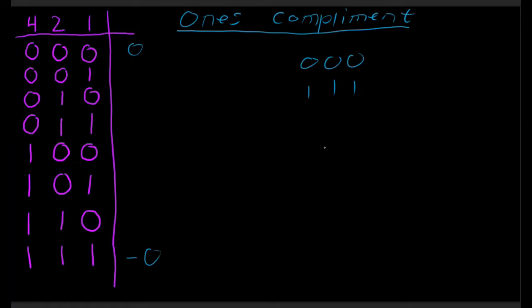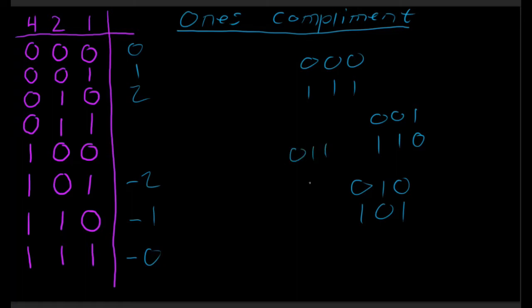So we take 1 here, which is 0, 0, 1. We flip the bits, we get 1, 1, 0. So now we have 1 here, and if we look down here, we have negative 1 here, right? Continuing on, we have 0, 1, 0 for 2. We get 1, 0, 1 for negative 2. So here's our negative 2, and here's our 2. Then finally, we have 0, 1, 1 for 3, which means we have 1, 0, 0 for negative 3.